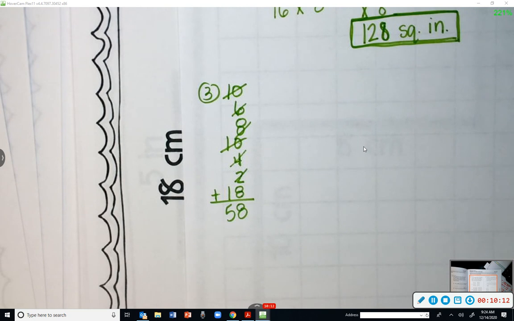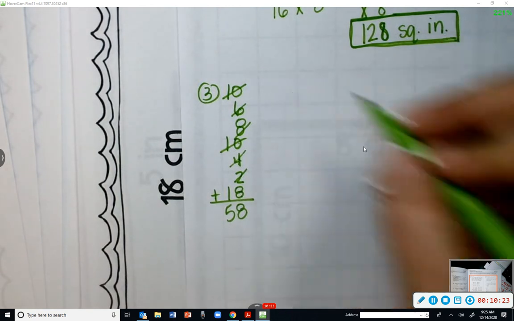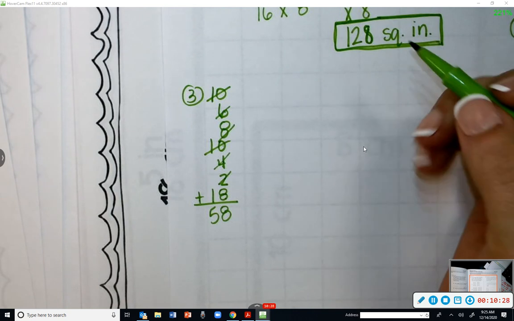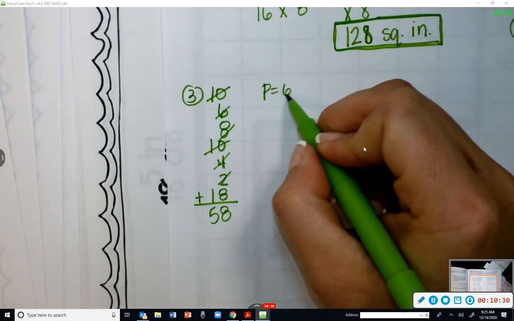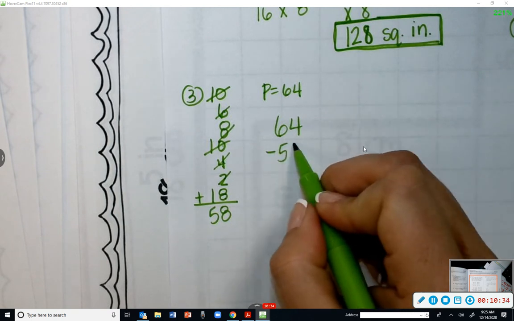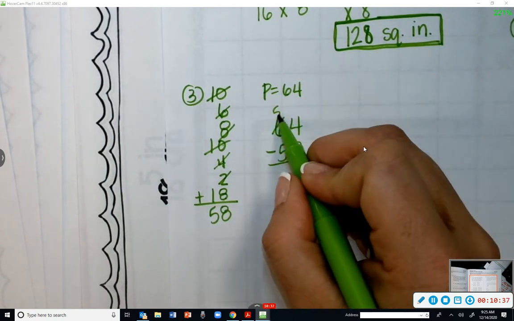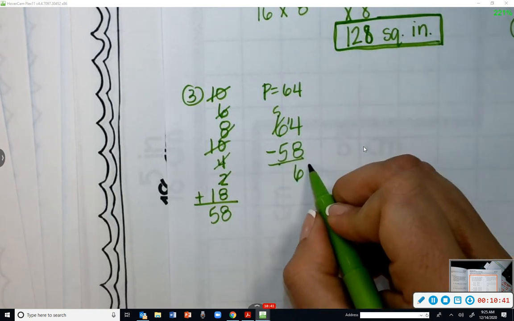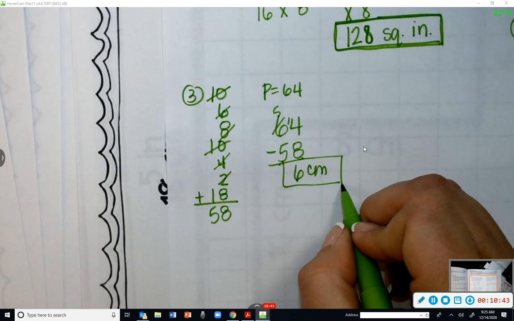Okay, but that's just the first step. We added up all the sides. What do we do next, Brandon? Subtract 58. Subtract 58 from what? From 64. Good. They told us the perimeter was 64, so now I need to take the perimeter and subtract 58. You guys should have gotten 6 centimeters. Okay?